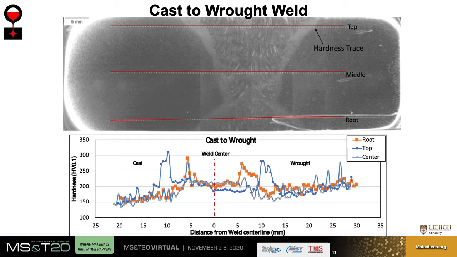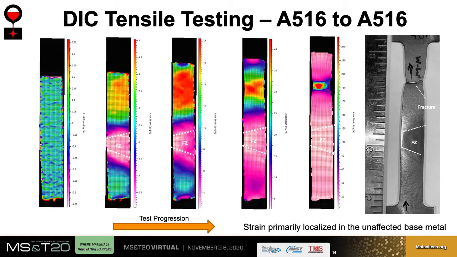There were no welding defects observed, so we measured the microhardness across the fusion zone to identify if there are any unexpected hardness variation. The left side is cast WCB and the right side is the wrought A516 grade 70, and then the center is the weld. Higher hardness in the heat-affected zone was observed on both sides.